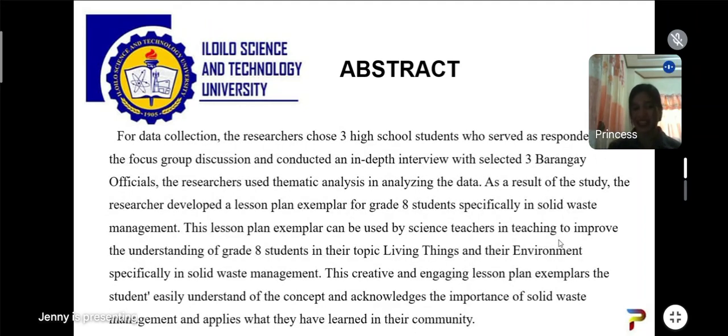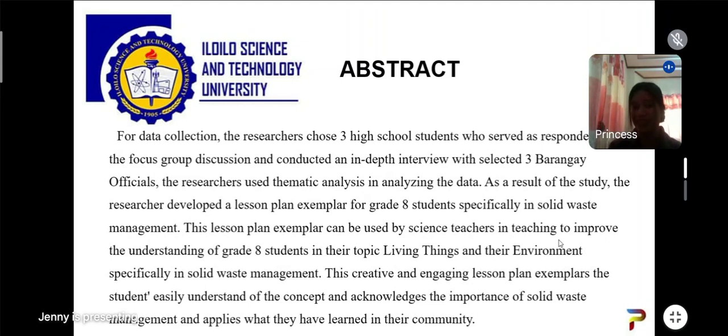For data collection, the researchers chose three high school students who served as respondents for the focus group discussion and conducted an in-depth interview with the selected three barangay officials. The researchers used thematic analysis in analyzing the data.